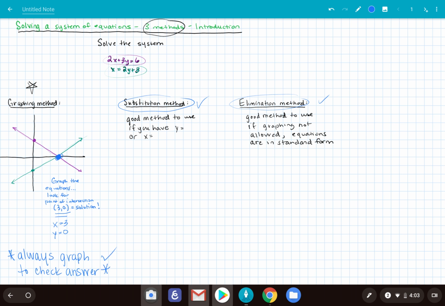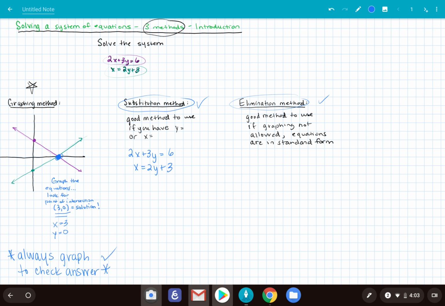So I'm going to just quickly show you the substitution and the elimination method. Just one quick example. I'll do more examples in another video. Right now, I just want to show you quickly what they both look like. So if I were to solve this same system using the substitution method, I could do that.